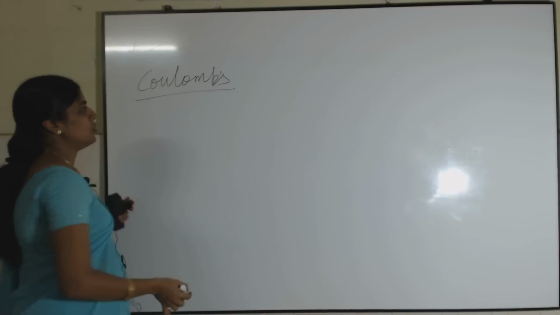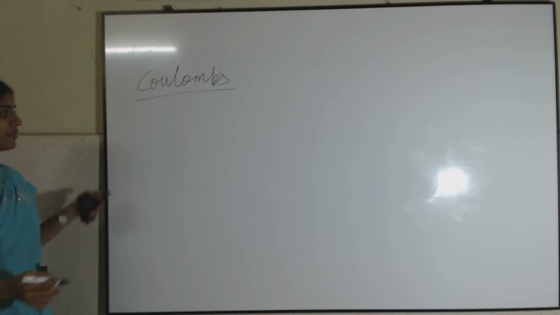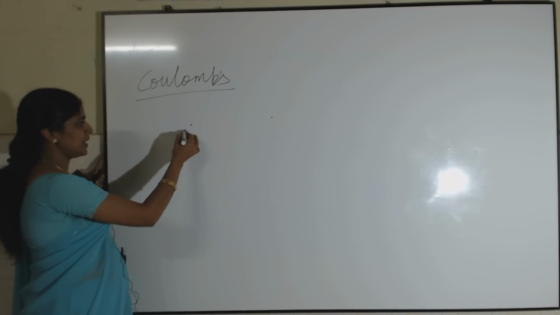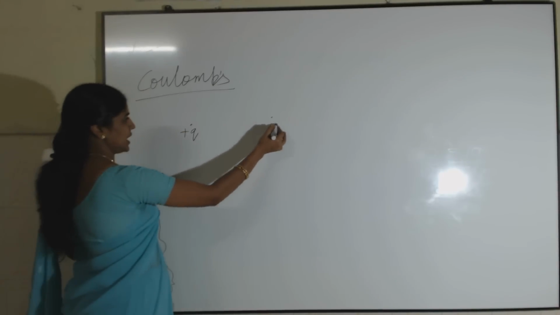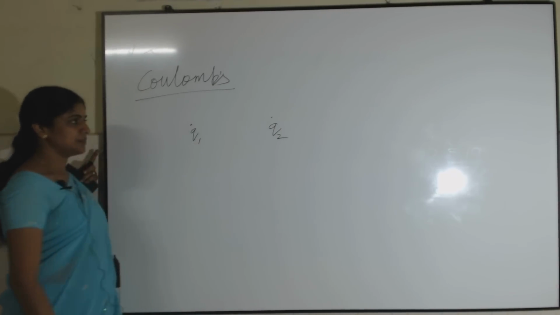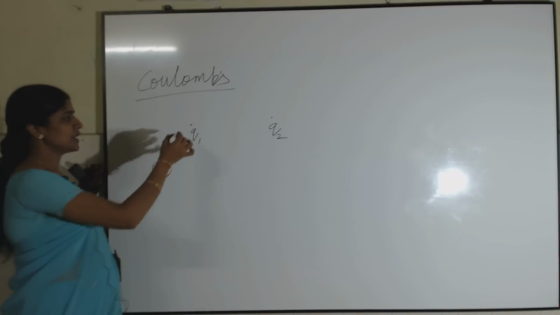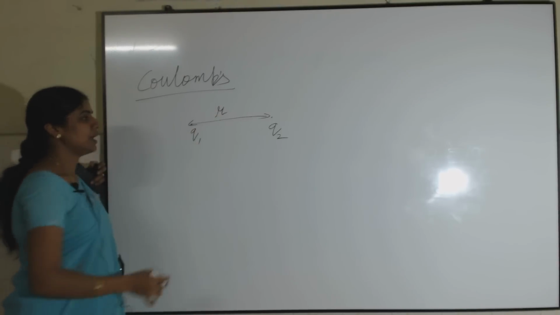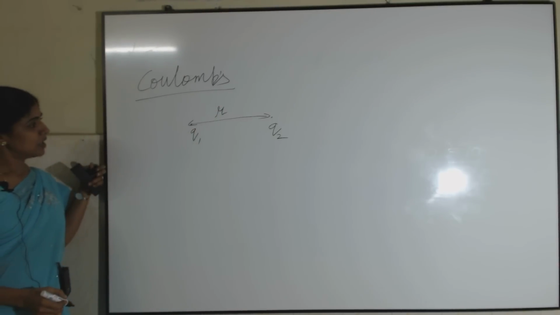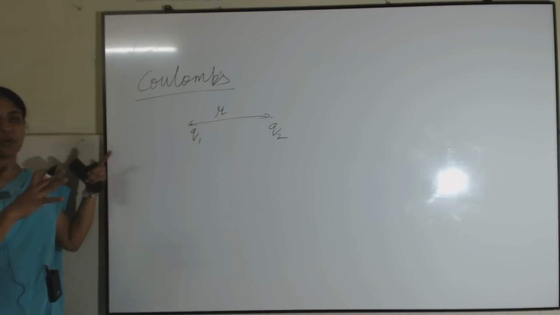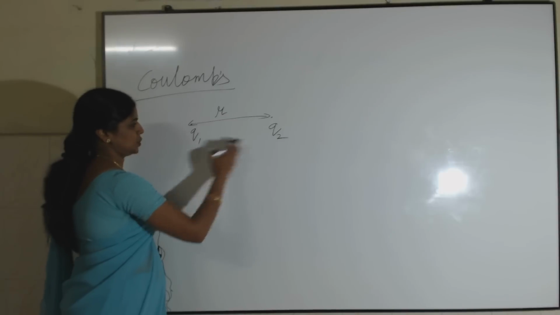Okay. Now we will see how the force is exerted between any two charges. For example, if there are two charges, let this charge be Q1 and this charge be Q2. These two charges are separated by a distance of r. Now, what will be the force of attraction or repulsion? How will the force be exerted between these two charges?